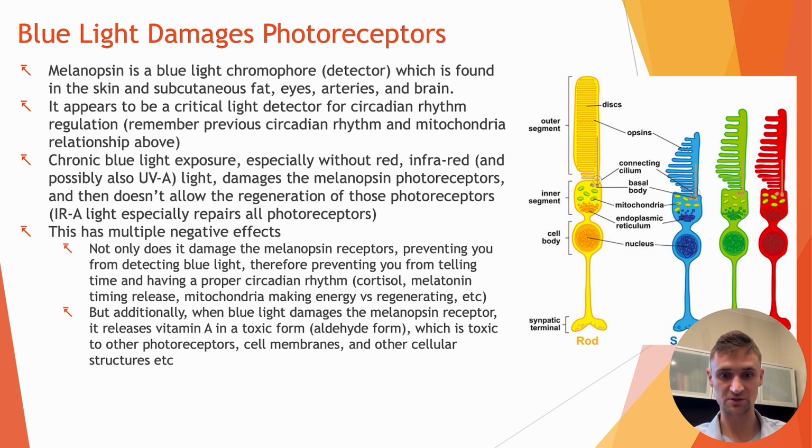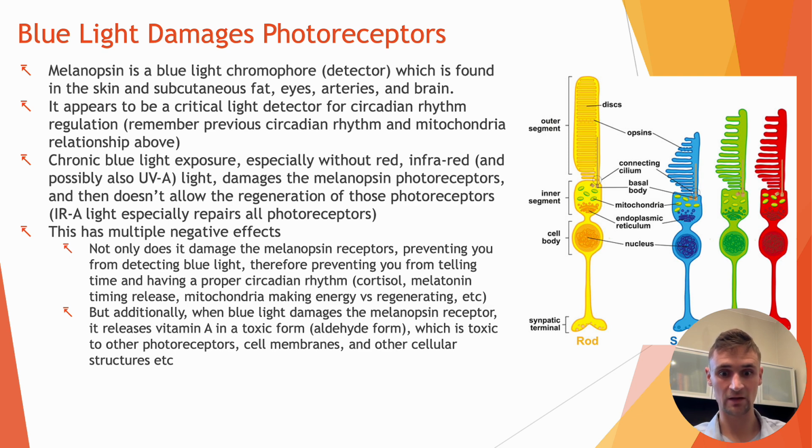So not only does it specifically damage the melanopsin receptors, preventing you from detecting blue light, therefore preventing you from being able to tell time and the proper circadian rhythm exposure. So again, we're back to the chronic artificial blue light during the daytime. Not only during the nighttime, but during the daytime, it actually damages these melanopsin receptors. Therefore, you can't detect blue light. Therefore, you can't detect when the sun's going down. That gives you circadian rhythm dysregulation, which affects both the hormone regulation negatively and your mitochondria's ability to regenerate.